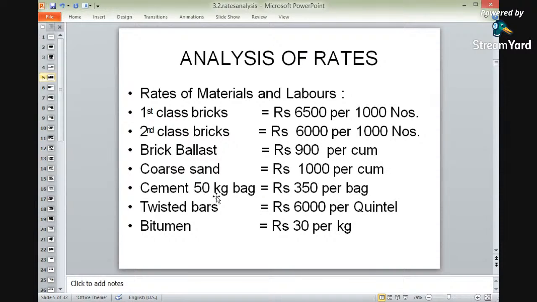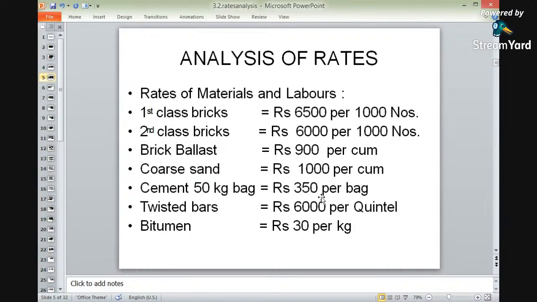Whereas cement, in a 50 kg bag, again there are different qualities of cement depending upon the different grades, but in this case we have assumed the cost as 350 per bag. Again, with the availability of cement from various companies and various brands, the rates may differ. There may be plus or minus 10 to 20 rupees. So we have taken here 350 per bag.